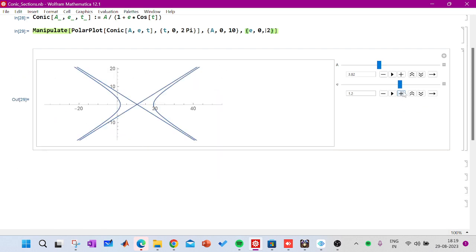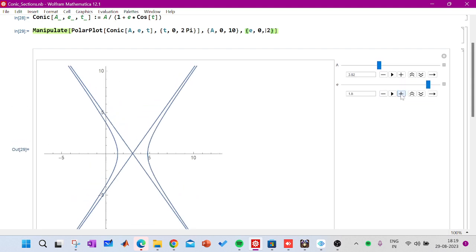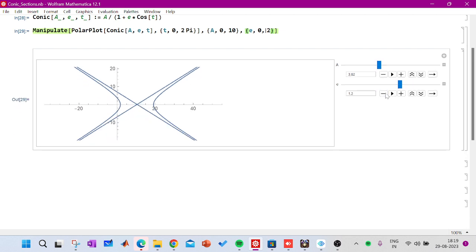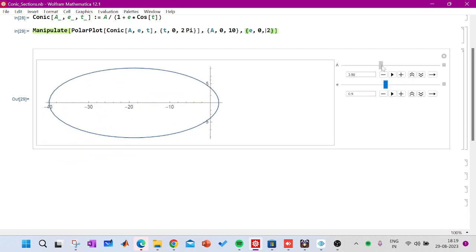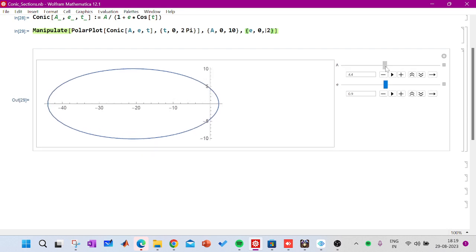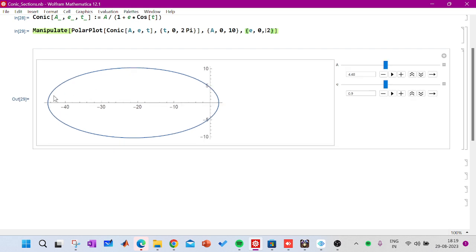As I increase epsilon, now we have hyperbola, right? And then the hyperbola just gets modified and wider. Okay. And a basically determines the amplitude or the size of the ellipse. To be precise, it's b square by a, where b is semi-major axis and a is semi-minor axis.